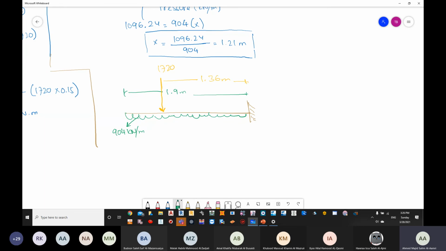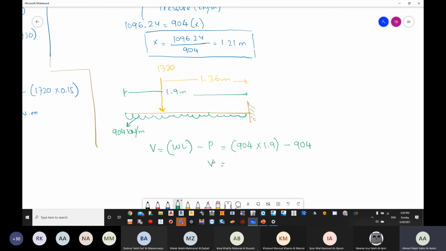Now can we check by calculating how much is my shear? If you remember, your shear is WL for UDL minus P. So that is going to be 904 multiplied by the distance of UDL, which is 1.9, minus 904. Your value should be very close to 0, if not accurately 0. If you are taking all the decimals, not only 2 decimals, you should be getting exact value of 0.